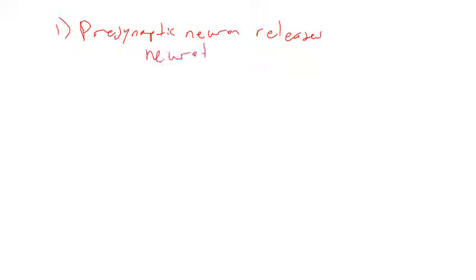Okay, so now I'm going to talk about the steps for an action potential. So you will see questions on this on your exam. Let's start with the first one. The first step that has to happen is that the presynaptic neuron, it could be one or it could be more than one, releases neurotransmitters.